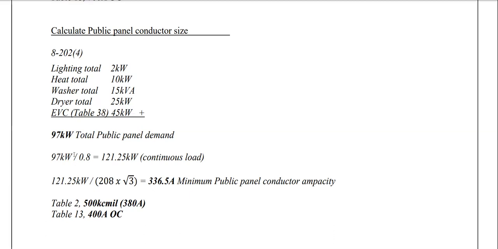I don't care if it's done here or if you first work out the current and then divide by 0.8. Either way will come out with the same number. So 121.25 kilowatts is now my continuous load. I divide that by 208 times root 3, and I end up with 336.5 minimum public panel conductor ampacity. So table 2, 500 kcmil, good for 380, and table 13, 400 amp overcurrent.